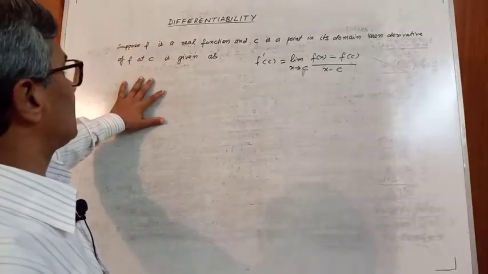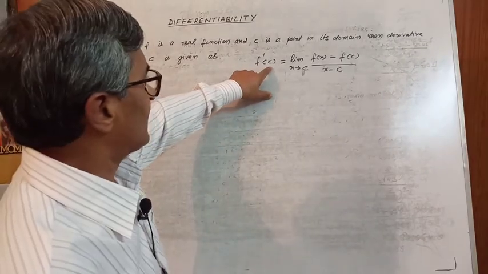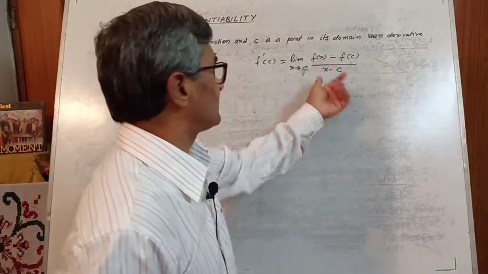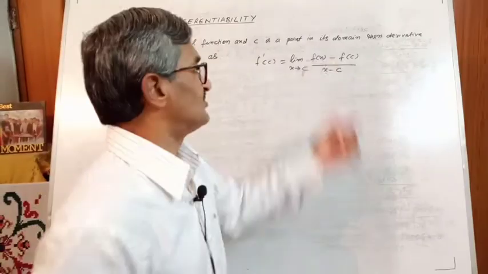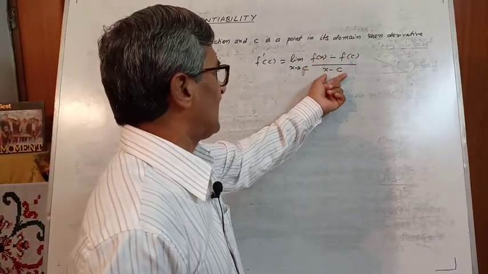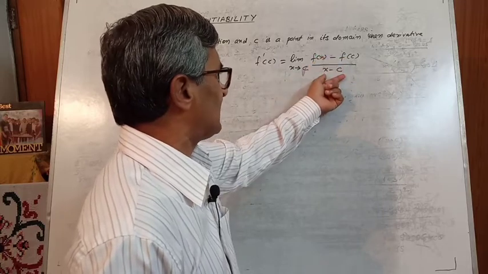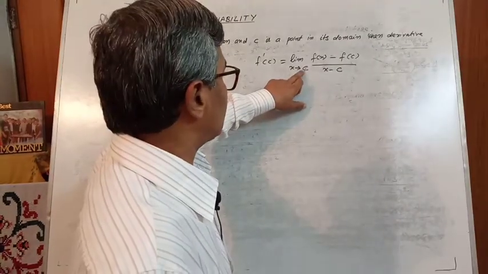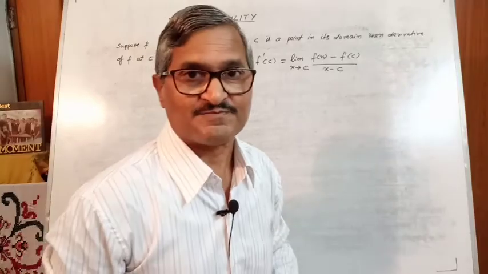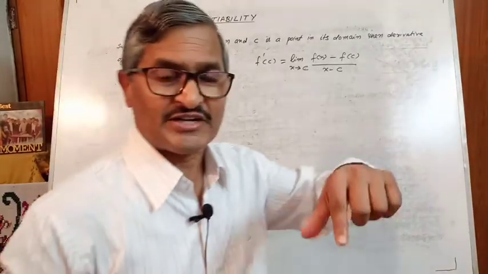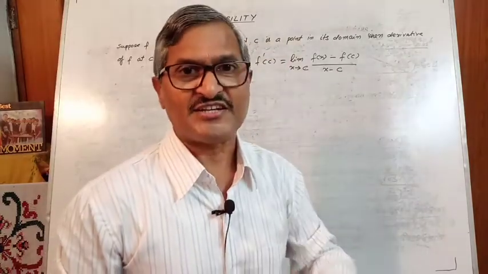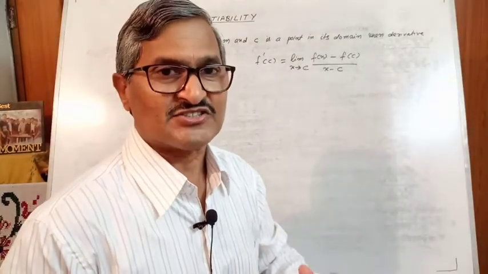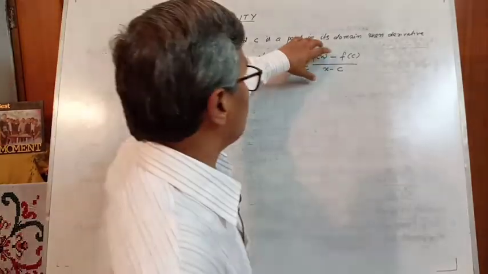So here you can see that derivative of any function at some point c is the limit of the rate of change of the function at that point. This is change of the function, and if you divide by this one you get rate of change of the function, and limit of that rate of change is the derivative of the function. So for a function to be differentiable, this limit must exist at that point.